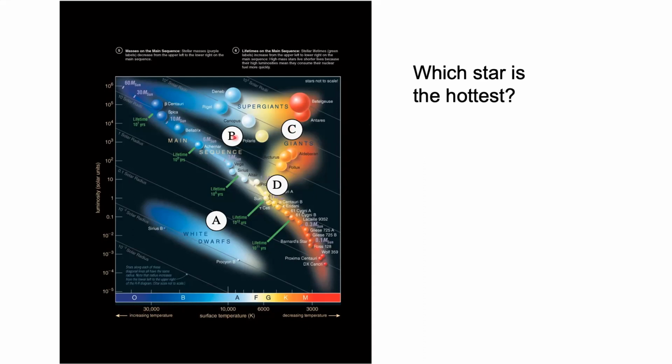So of these 4 letters, which one is the furthest to the right? Yeah, that's going to be A, right? So don't be misled here by the fact that it's a white dwarf, a smaller star than the supergiants and star D, which is on the main sequence. Star A is the hottest star of the four that are labeled. Star A is the hottest.